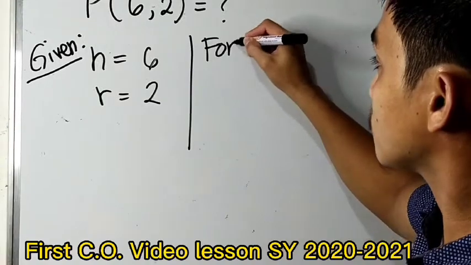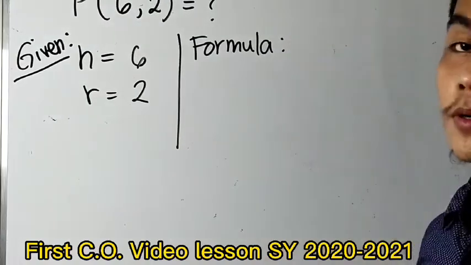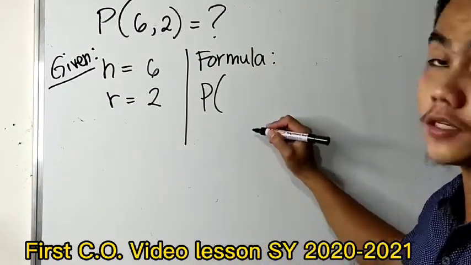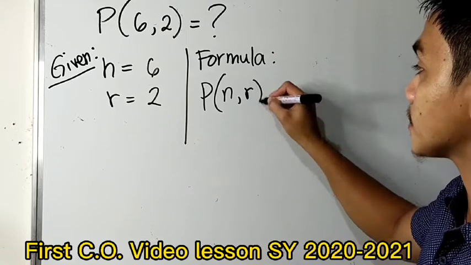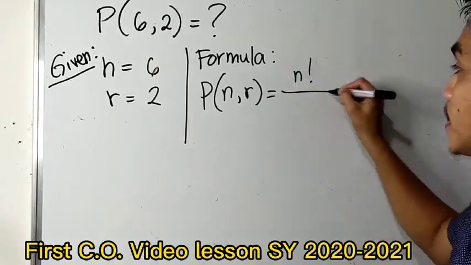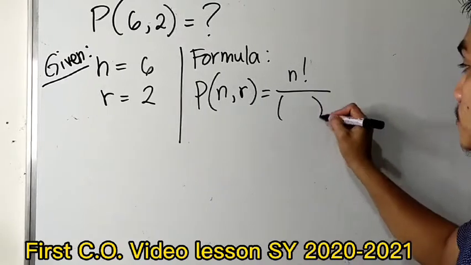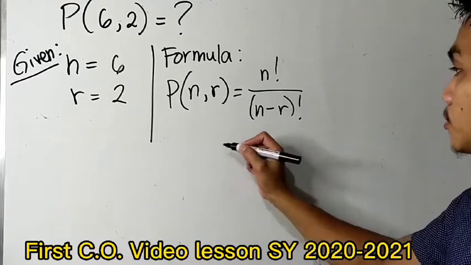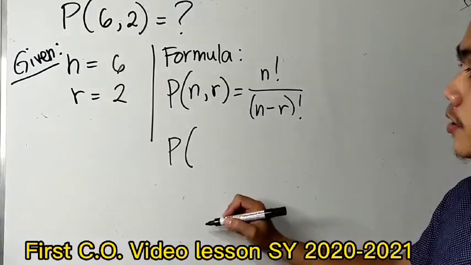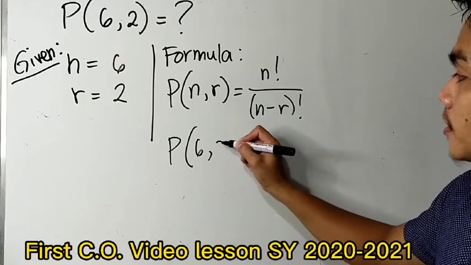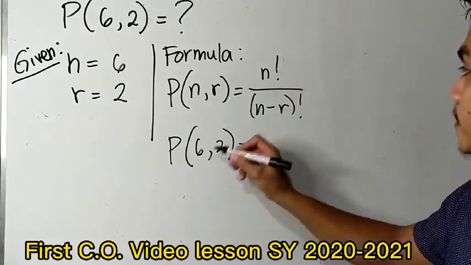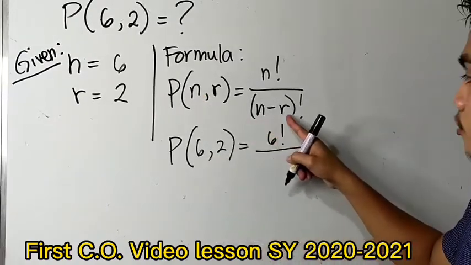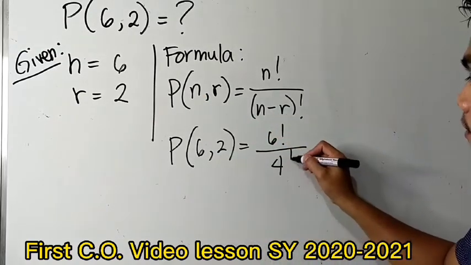The formula that we are going to follow is the permutation formula when objects are arranged in a row, which is permutation of n taken r at a time is equal to n factorial divided by the difference of n and r factorial. So by substitution, the permutation of 6 taken 2 at a time is equal to 6 factorial divided by, n is 6, r is 2, 6 minus 2 is 4 factorial.